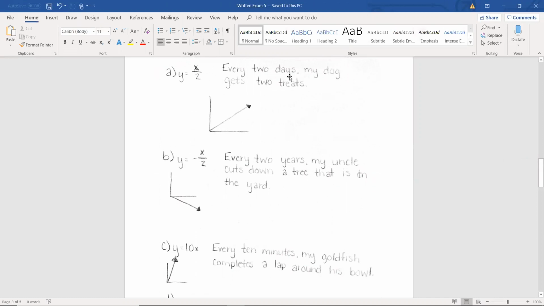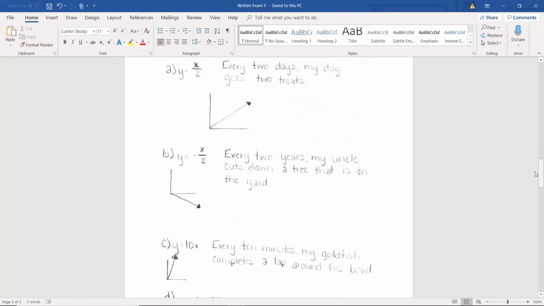This one is every 2 years my uncle cuts down a tree that is in the yard. So it would go down because this is the number of trees. We have it on this axis this time, so it would go down over the years. But the slope would still be the same. Besides it being negative, it would be kind of equivalent. It would not be way steeper or way less steep. It would be the same in that aspect of things.